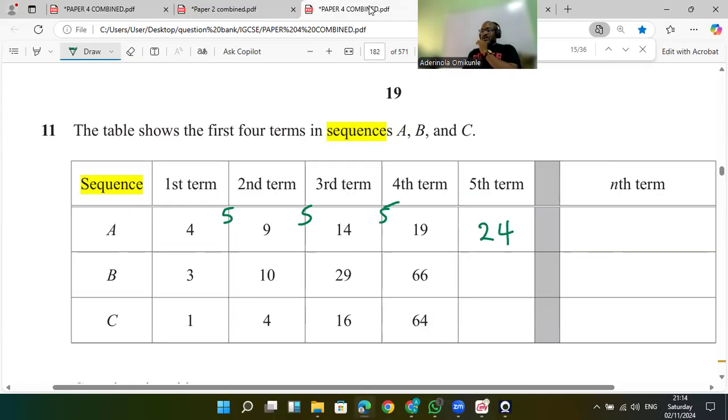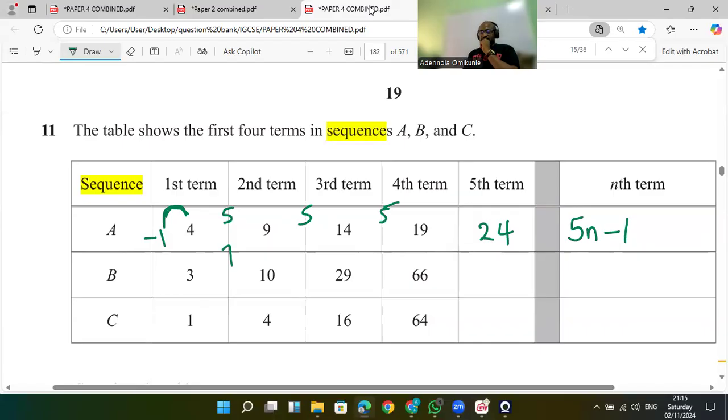Okay, and then like we said, what we do is look for the difference. The difference is +5. So write your 5. Put an n in front of your 5. Then since it's linear, you wonder what number will be before 4. The number that will be before 4 is -1. So the nth term of this sequence is 5n minus 1.